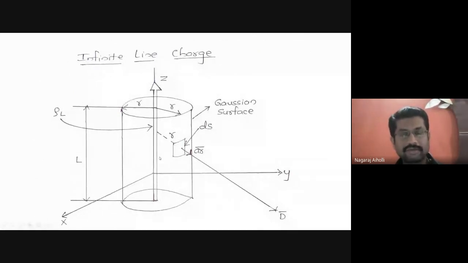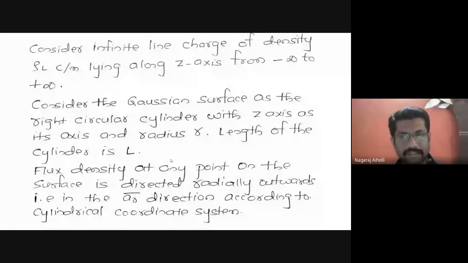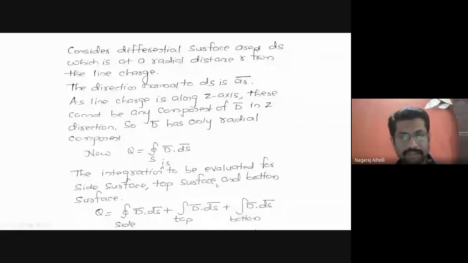On this we have solved an example. If you remember, at the beginning, on the right circular cylinder we had solved one example to calculate the surface area and the volume of the cylinder by the method of integration. Integration is to be evaluated for the side surface, top surface, and bottom surface. Therefore Q is written as the closed surface integral of D dot dS for the side surface plus that for the top surface plus that for the bottom surface.